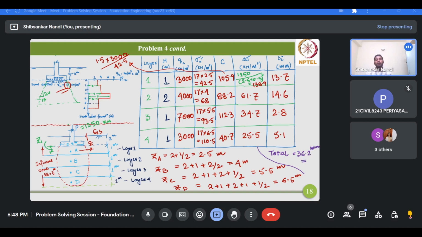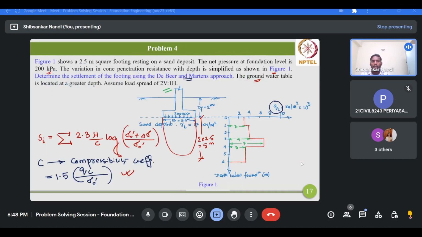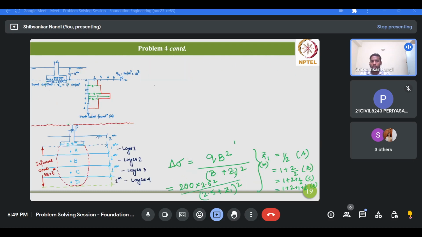So this is the settlement calculation part, depending on the cone resistance values and according to the approach recommended by De Beer and Martens. Now unlike the previous problem, here no statement like do not apply this correction, any correction, is mentioned. Therefore we have to incorporate the applicable corrections to get the final answer.